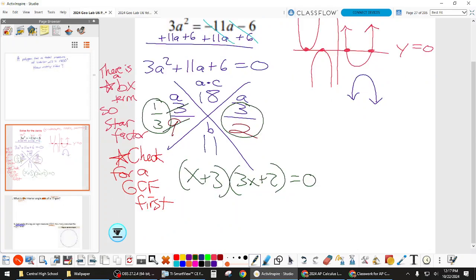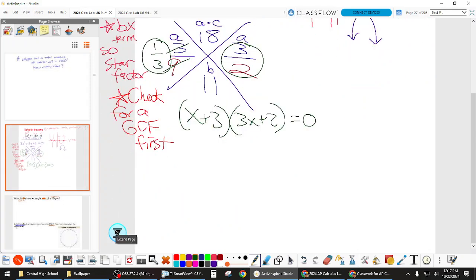This is now factored form. Okay, how do we solve? Those are the factors, just a different way of writing that equation. But how do we find out where those x values are, those zeros? What do we do from here?